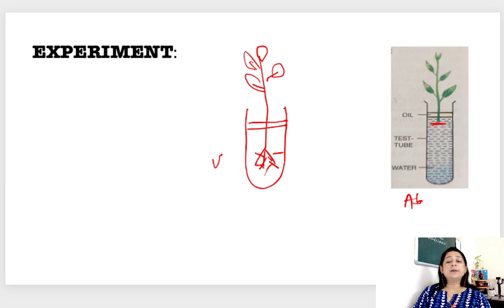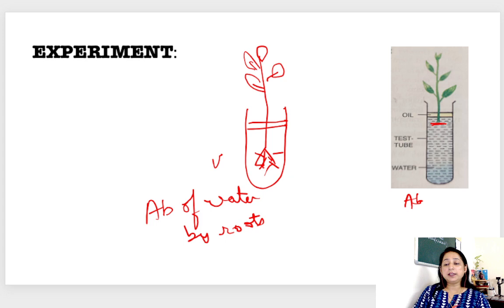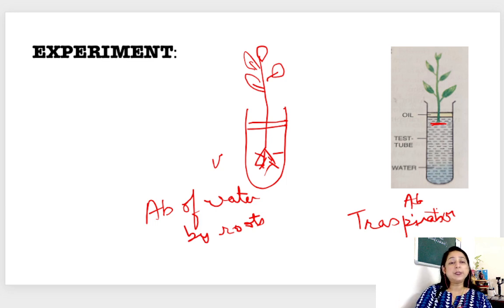If the roots are present, the aim of the experiment is to study absorption of water by roots. And if the roots are absent, the aim is transpiration. Very important. बहुत confusing question है, but you need to take care whether the roots are present or absent. If they are absent, it is transpiration. If they are present, it's absorption by the roots. So बाकी सब concept remains the same.